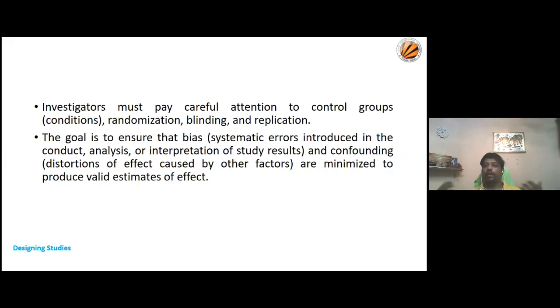Also consider what kind of randomization procedure you use to allocate your samples into the different arms or groups. You should be very careful in this so that you can produce a very valid design in your study. Basically the goal is to ensure that bias, that is systematic errors, and also confounding factors, need to be controlled so as to produce a valid estimate of the effect of your research or your interventions.